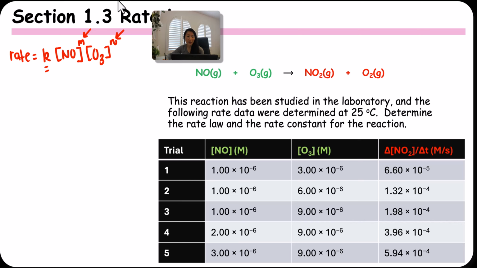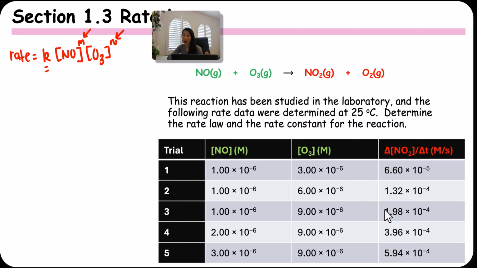So let's go ahead and look at these values over here. We're going to look at the constant values versus the values that are moving around. Constant meaning here's nitric oxide: in trials 1, 2, and 3, you'll notice that it's constant, it hasn't changed. Whereas the ozone has changed. It has doubled going from 3 to 6, and it has tripled going from 3 to 9.